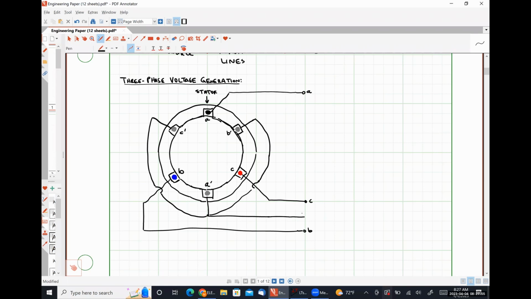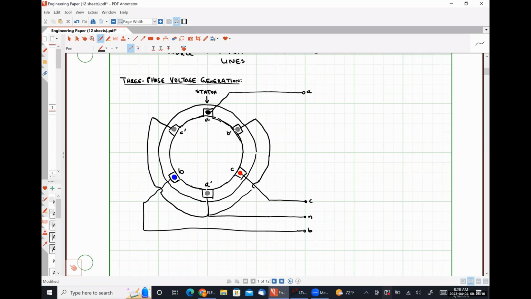And where all of these primes are tied together is my neutral terminal. So this is how our stator is connected. And I'm going to vastly oversimplify our rotor here.